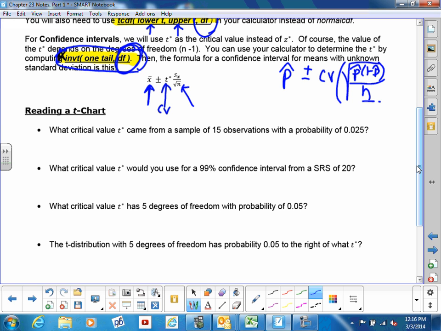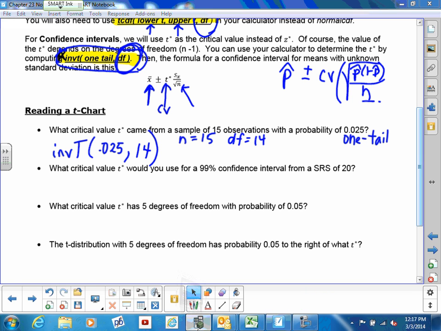Let's do this critical value. It comes from a sample of 15. That means n is 15 observations, with a probability of 0.025. So that's what's in your tail. I want to find that t-score. I'm going to do inverse t of one tail, comma, degrees of freedom. Tell it which curve to look on. Which t curve should it look on? Degrees of freedom? 14, because degrees of freedom is n minus 1.